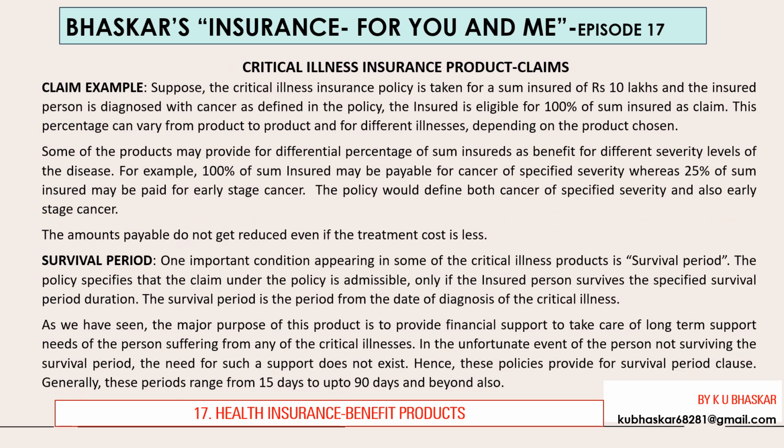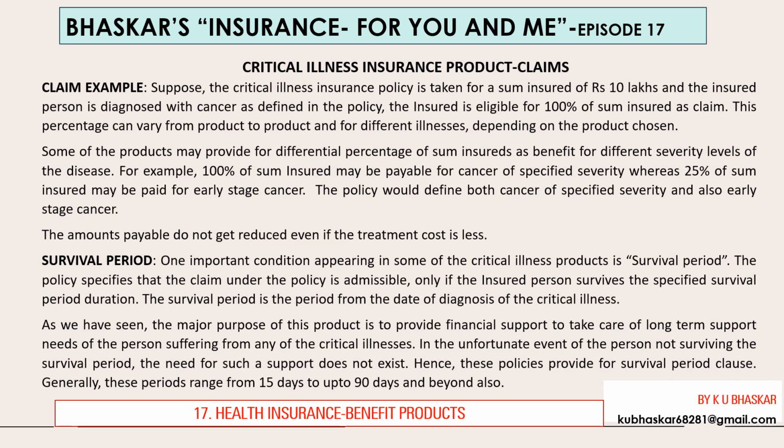As an example for claims under critical illness product, let us suppose the critical illness insurance policy is taken for a sum insured of rupees 10 lakhs and the insured person is diagnosed with cancer as defined in the policy. The insured is eligible for 100% of sum insured as a claim. This percentage can vary from product to product and for different illnesses depending on the product chosen by you.